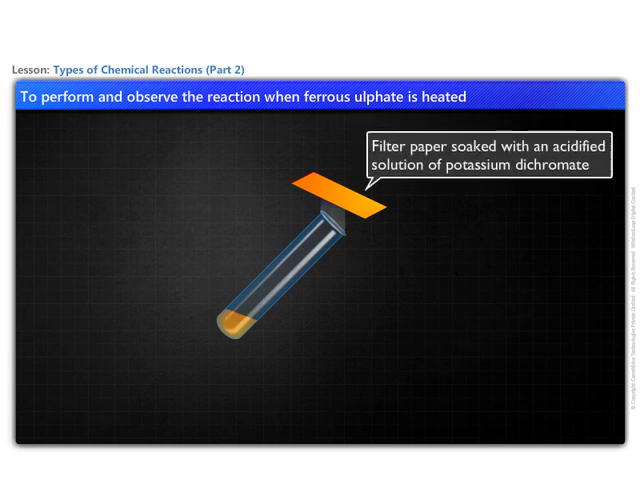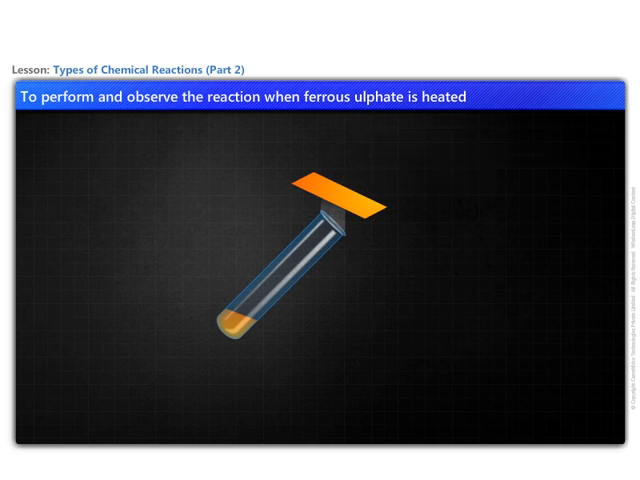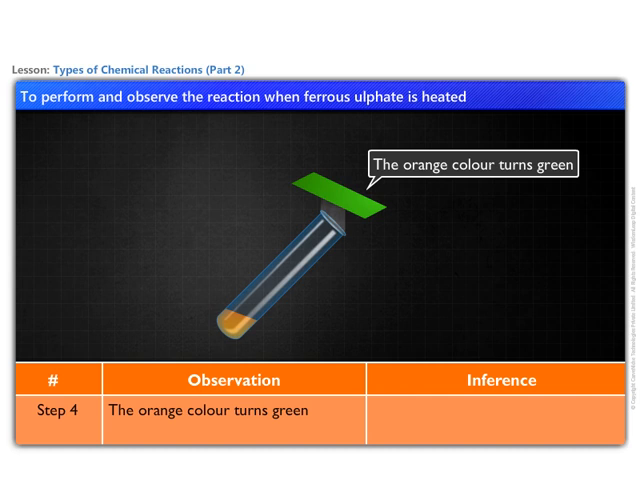Bring a strip of filter paper soaked with an acidified solution of potassium dichromate above the test tube. What do you observe? The orange color turns green. What do you infer? Sulfur dioxide reduces acidified potassium dichromate to chromium sulfate.